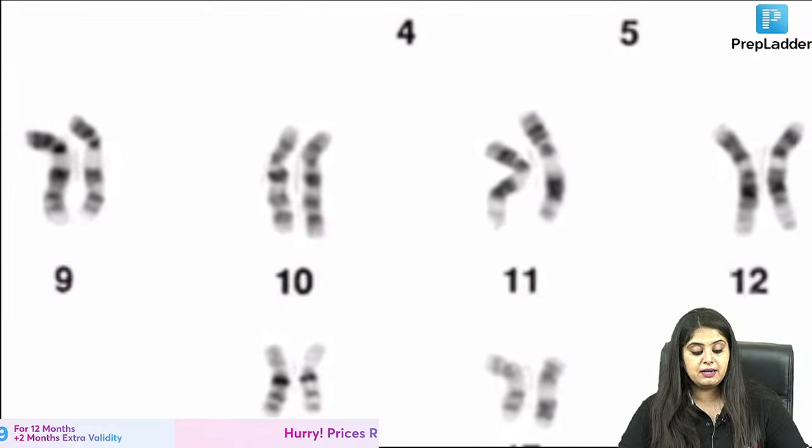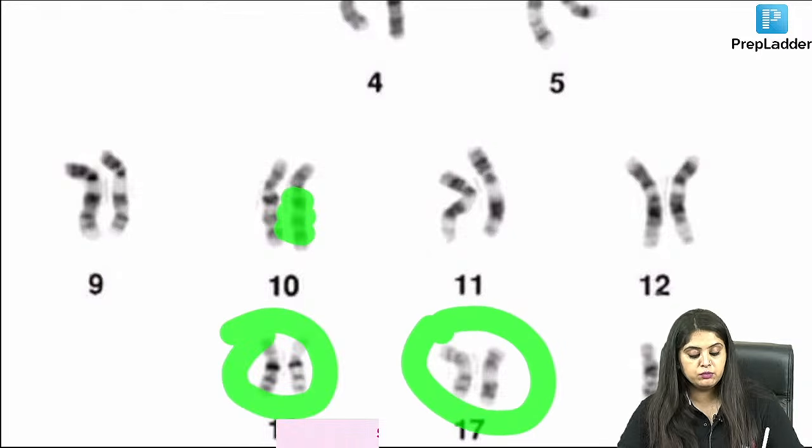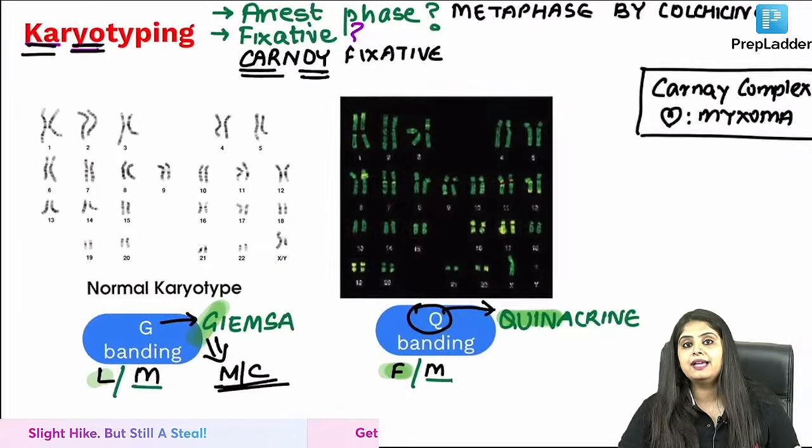Why do we call it banding? Because the chromosomes are, look, dark and light, the chromosomes are looking like bands. They are not all one color. The chromosomes are looking like bands.